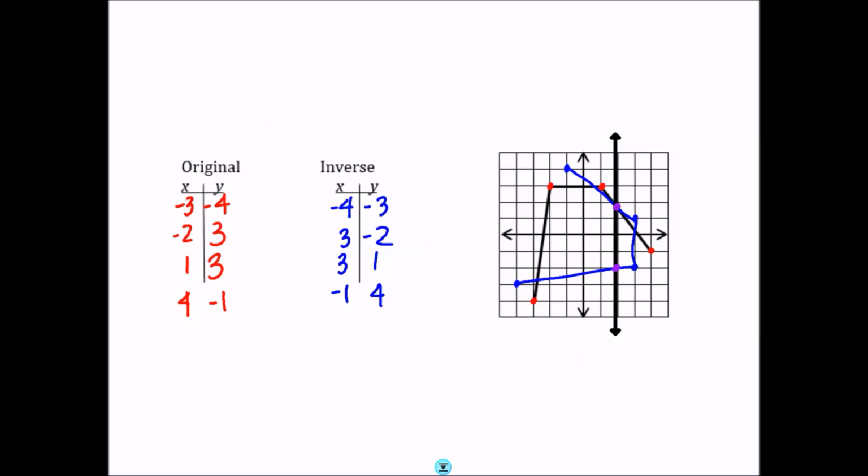But if you slide your vertical line or your pencil across the graph, you'll see that it never goes through the original function more than once. So the original is a function.